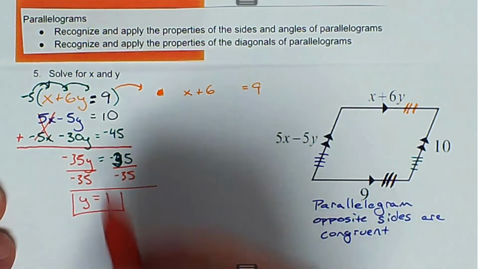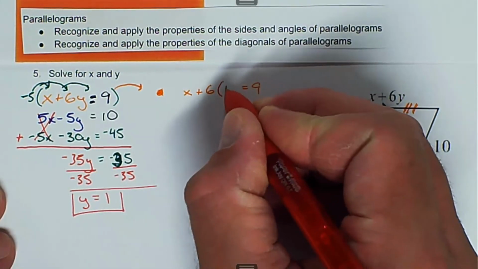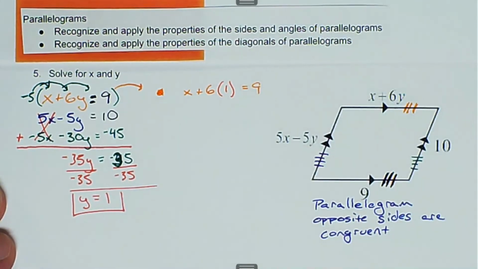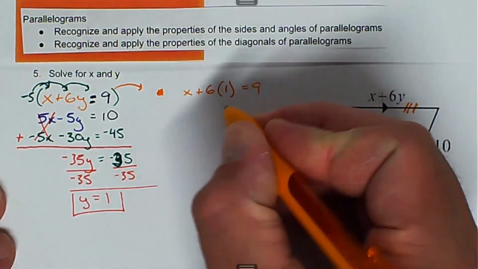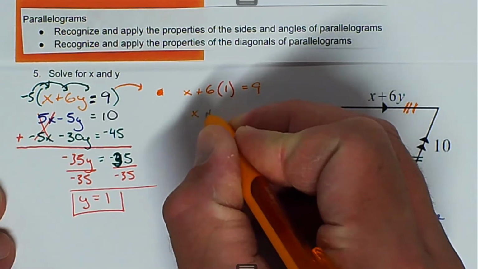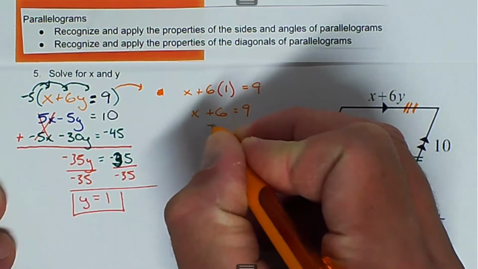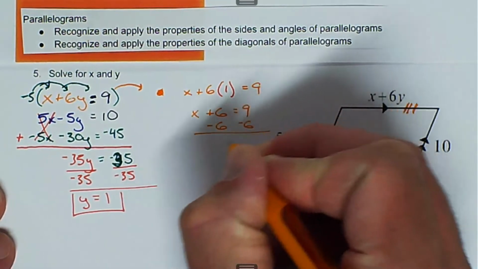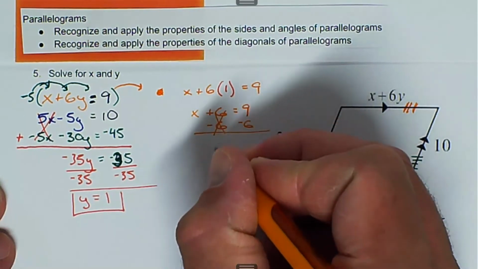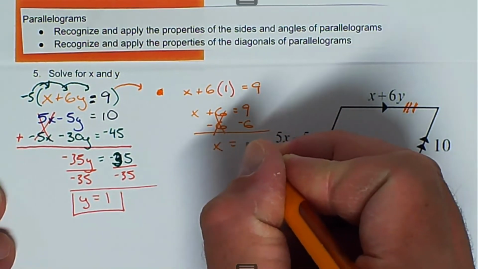And then we're going to replace the y variable with the value of 1. So 6 times 1, that is x plus 6 equals 9. Subtract 6, because our 6's are going to cancel, and we get x is equal to 3.